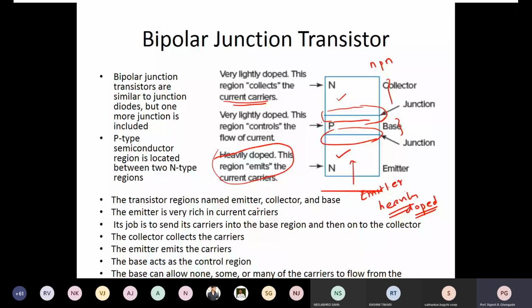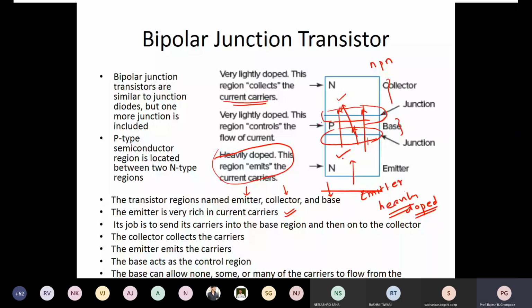So the transistor regions are named accordingly. What we have is an emitter, a collector, and a base. As you can see, emitter is very rich in current carriers because it is heavily doped. Its function is to send carriers into the base region, and then on to the collector. We are going to see more details about this. All these carriers start from emitter and end up in collector.